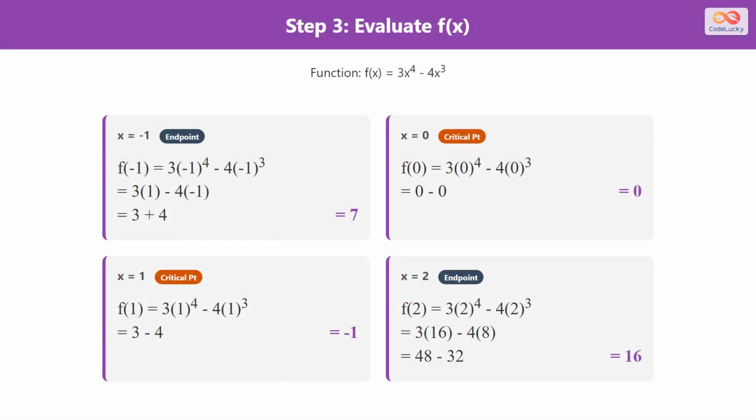Now for the crucial step, evaluation. We must plug our x values back into the original function. f of x we evaluate at the endpoints, -1 and 2, and at our critical points, 0 and 1. At -1, we get 7. At 0, we get 0. At 1, we get -1. And at the endpoint 2, we calculate 48 minus 32, which gives us 16.